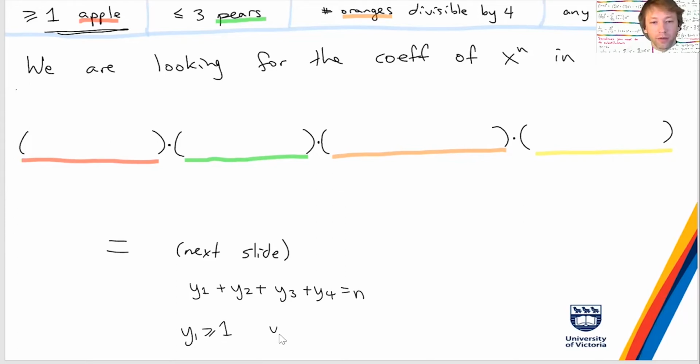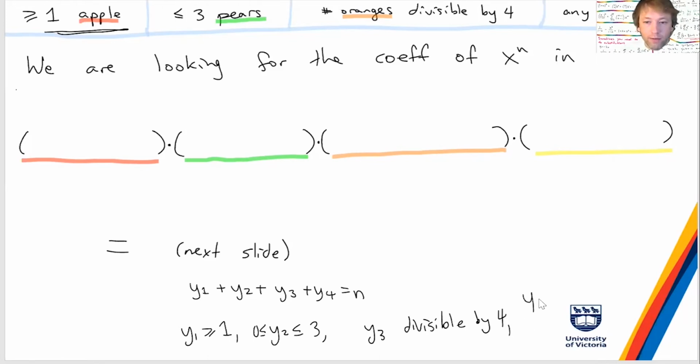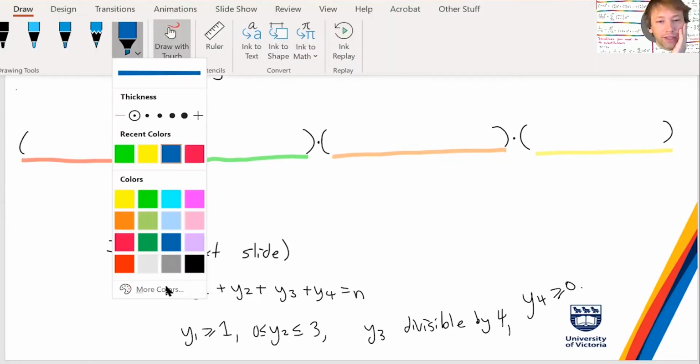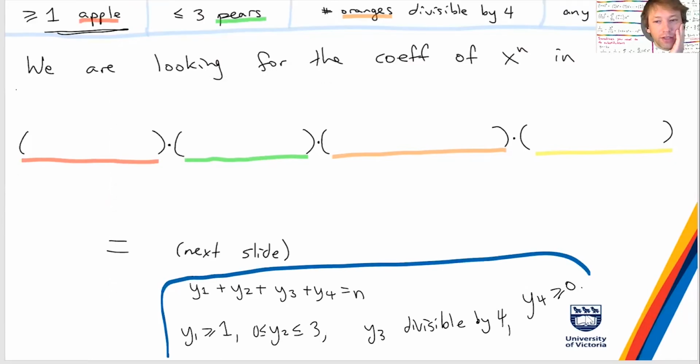y2, y3 have their own constraints, and y4 is anything at least 0. Right? So first of all, is it clear that this is the same thing? We're counting integer solutions to this equation with these constraints, where y1 is the number of apples, y2 is the number of oranges, and y4 is the number of bananas.